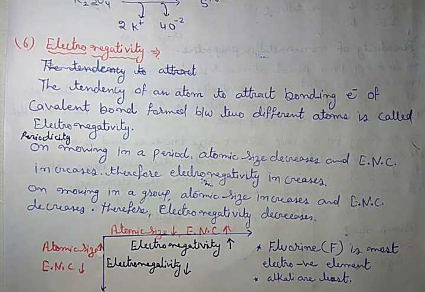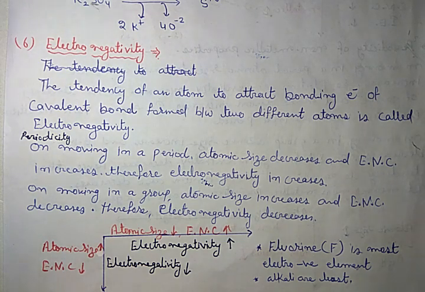In previous classes we were discussing the periodicity of characters, and we discussed the periodicity of atomic structure: atomic size, or atomic radius, effective nuclear charge, and after that ionization enthalpy, then electron gain enthalpy, and then valency. Okay, now in today's class I am starting electronegativity.